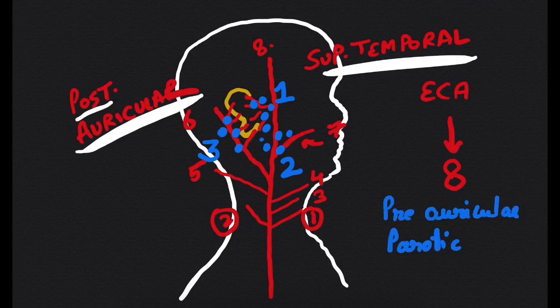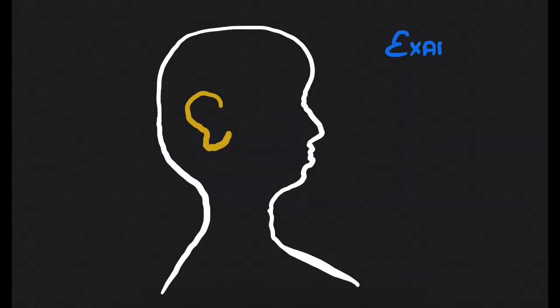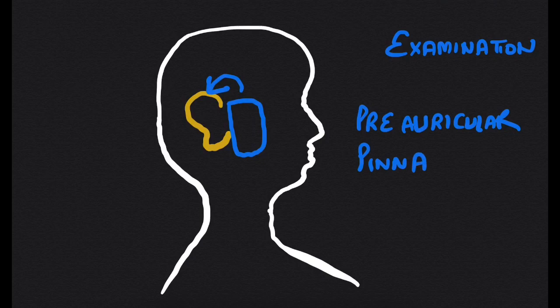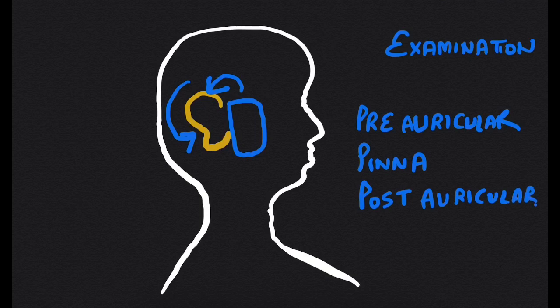Now, why is this important? Because whenever we examine the pinna or the ear, we will not directly start with the pinna. We'll look into the preauricular region, including the parotid region. Then we'll look into the pinna, and then we'll gently move it in front so that we can examine the postauricular region. We'll not go into detail about the examination. We'll do the examination part and diseases and their management in the next class.